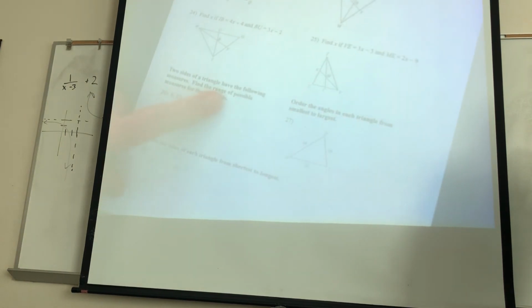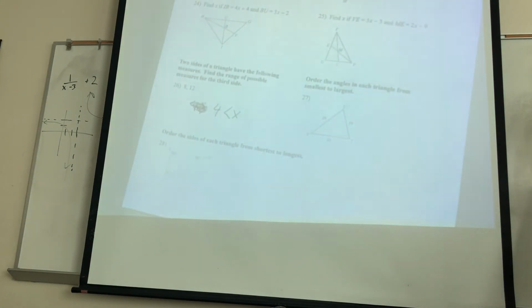Two sides of a triangle have the following measures. Remember, any two sides of the triangle have to add together to be bigger than the third side. So the smallest this can be is, the side has to be bigger than 4. Okay, I wrote that the wrong way. All right, the smallest side has to be bigger than 4.